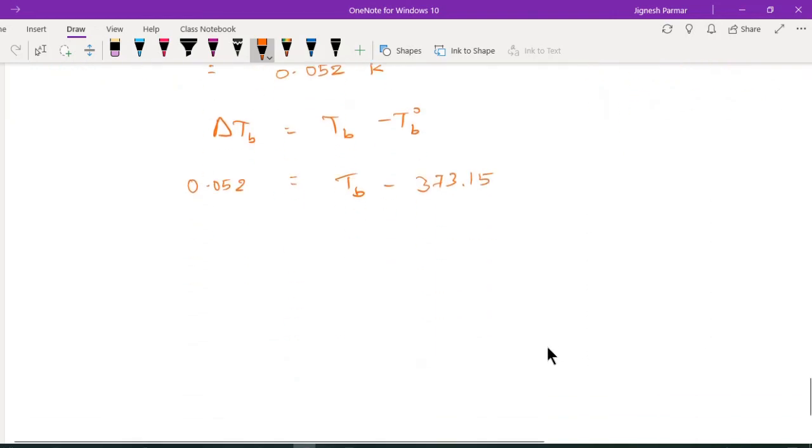Okay, so this is what is given. Now you can easily solve it out. TB is equal to what? 373.15 plus 0.052. Indirectly, if this is given in an MCQ and delta T is given to you, then guys you can easily make it out.